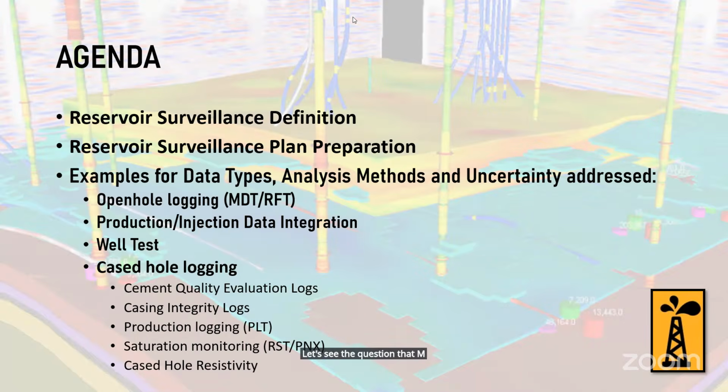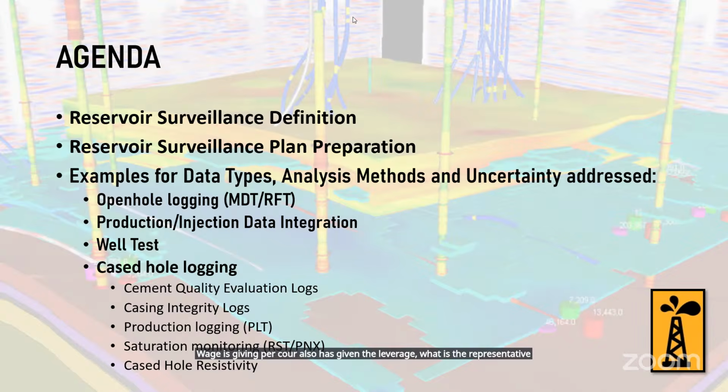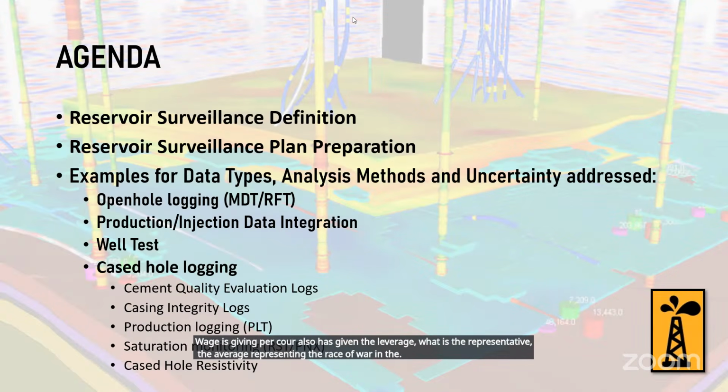MDT will give permeability, well test also gives permeability, core also gives permeability. What is the more representative? The K average representing the reservoir in the FDP reports. I know well testing samples a larger volume, dynamic status, and so on.